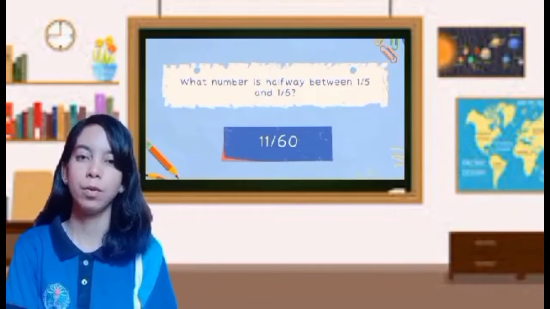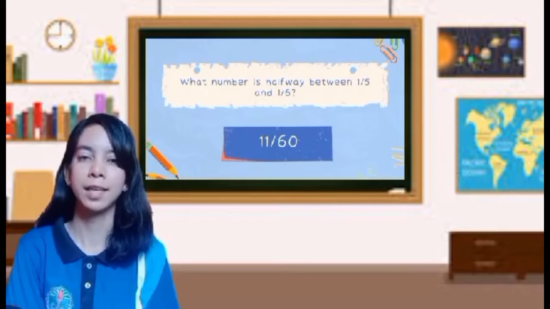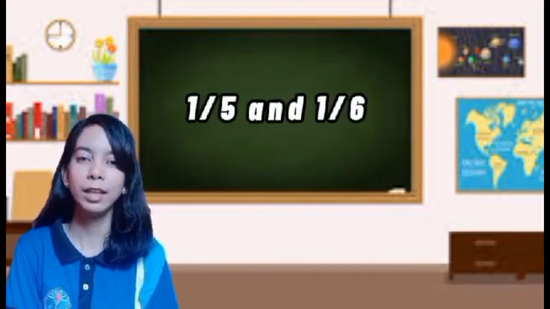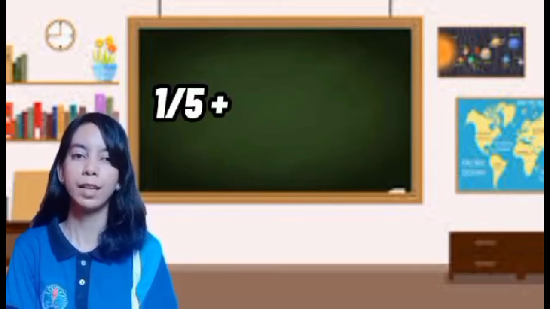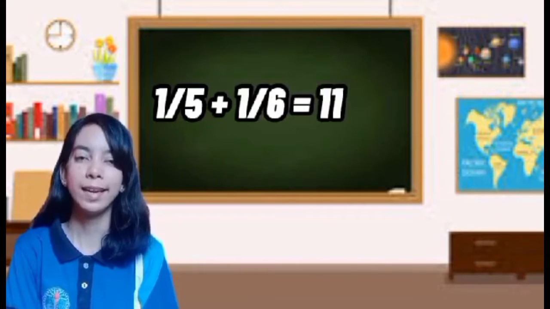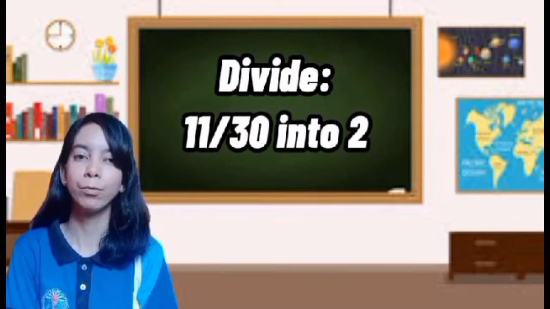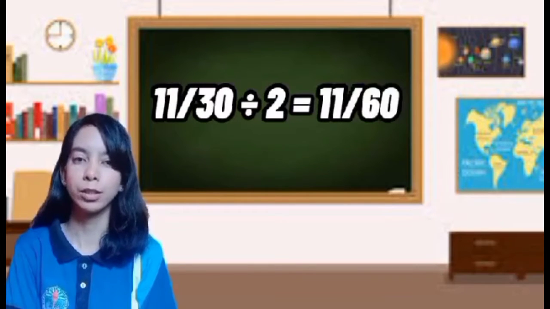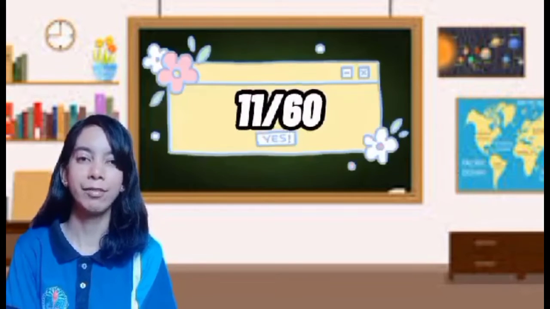Next question. What number is halfway between 1/5 and 1/6? So the answer here is 11/60. So to get that answer, we need to add 1/5 and 1/6. So 1/5 plus 1/6 is equals to 11/30. Then, we need to divide 11/30 by 2. So 11/30 divided by 2 is equals to 11/60. So the answer is 11/60.